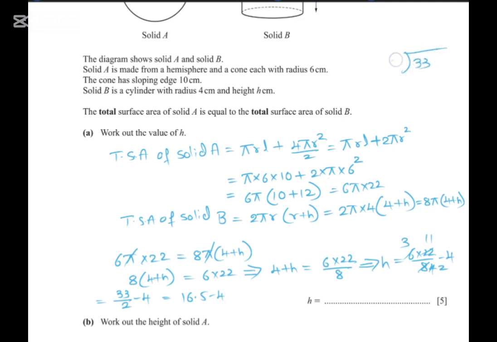You can divide like this. 2 ones are 2, 1. Then 3 comes down. 2 6 are 12. Then 3 minus 1 is 2. 0.05 are 10. So this is the answer for 33 by 2. So 16.5 minus 4 will be 12.5.